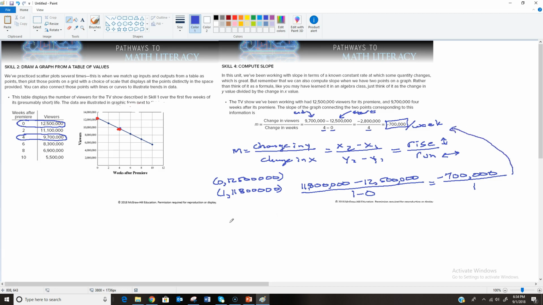And we could do that between any 2 points. Let me pick, we'll do week 4 and week 10. So if I did from week 4 to week 10, just erase this just so it's not confusing as to what we're looking at. So if we end at week 10 and start with week 4, then that would be 5,500,000 minus our earlier week, which was 9,700,000, and that was from week 10 as our ending point, and week 4 is our earlier point.